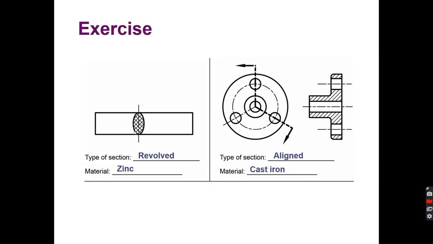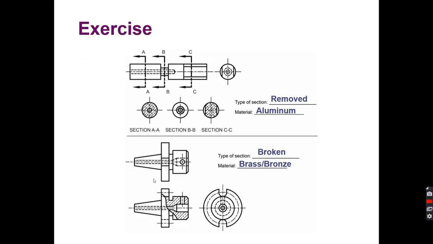Okay, here is a revolve section. Here is an aligned section. Here are removed sections. Here is a broken section.